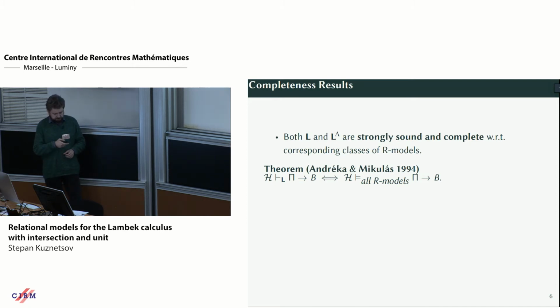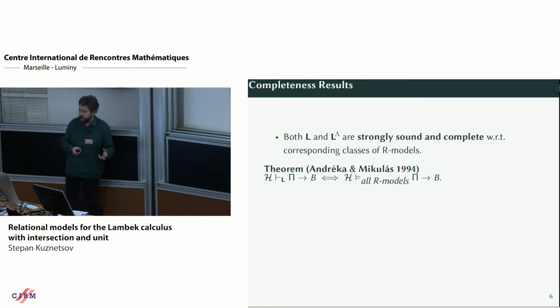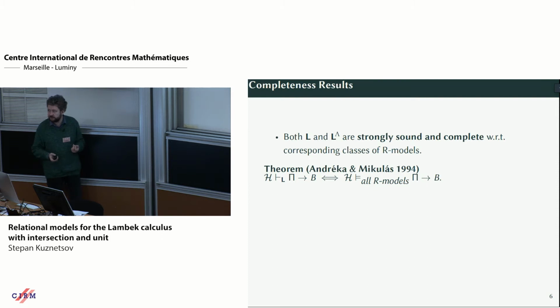So here you see that on the left, you have a set of sequents H. And syntactically, you derive a sequent from them. You can use cut. It's not cut-free, and in our formulation, we use the cut. And on the right, you have semantic entailment. So this means that you have an arbitrary R model. And once it validates H, it should also validate the conclusion. So it's the notion of strong completeness.